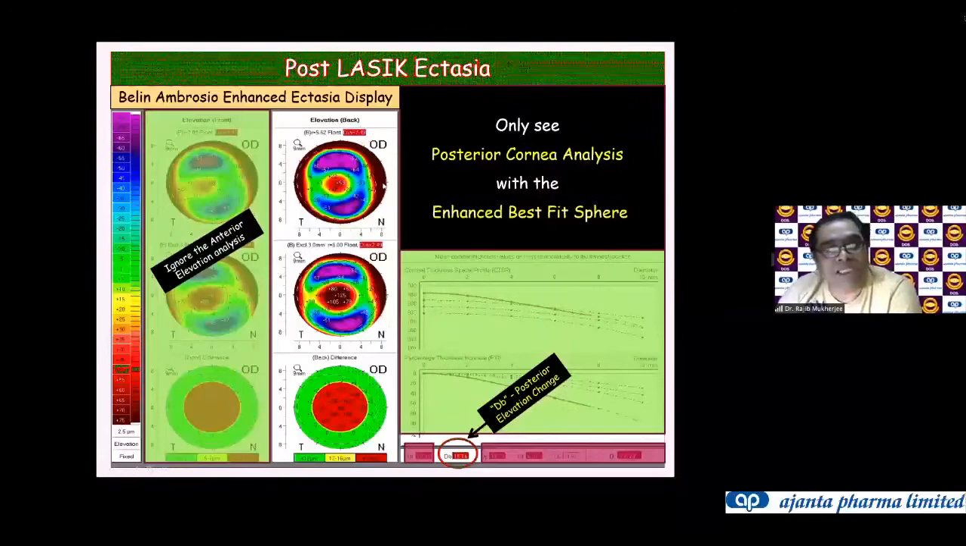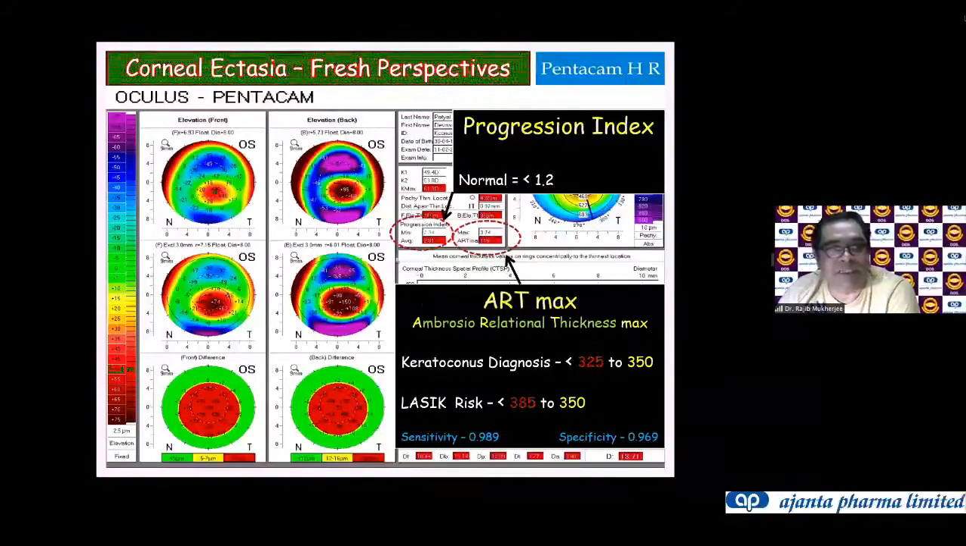Once you take up these cases on the Belin-Ambrosio display, just ignore the analysis of the front corneal surface. Look just at the posterior corneal surface. There, if you find an area in a red patch, that calls for a case of posterior corneal ectasia, along with post-LASIK ectasia. Look at the D values, especially DB, the back surface value. If that is color coded in red, you will know the amount and quantification of the ectasia.